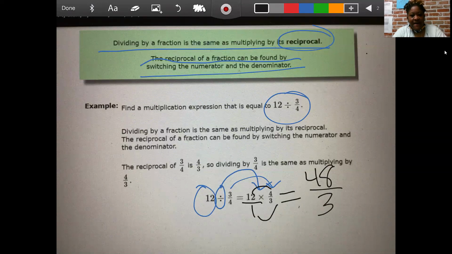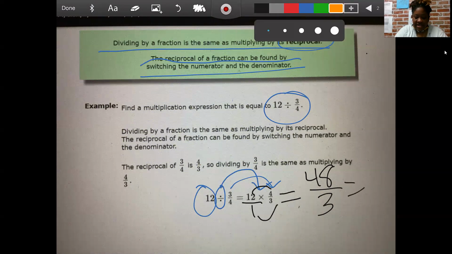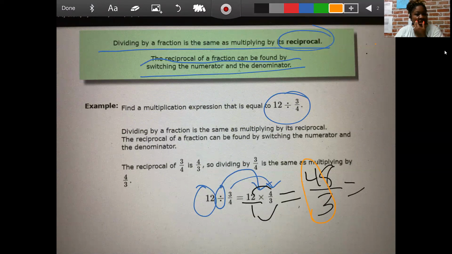And you ask yourself, how many 3s are in 48? Or you can divide 48 divided by 3, or some of you may already know this. Now, I use a strategy where I say how many 3s are in 4. I do one number at a time. And there's 1 three in 4.